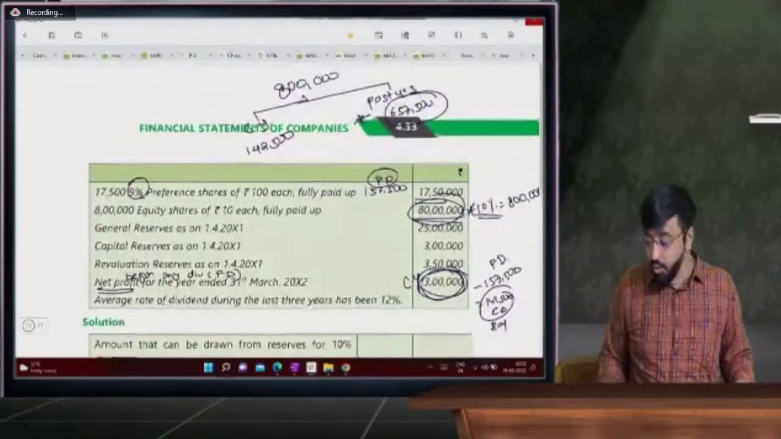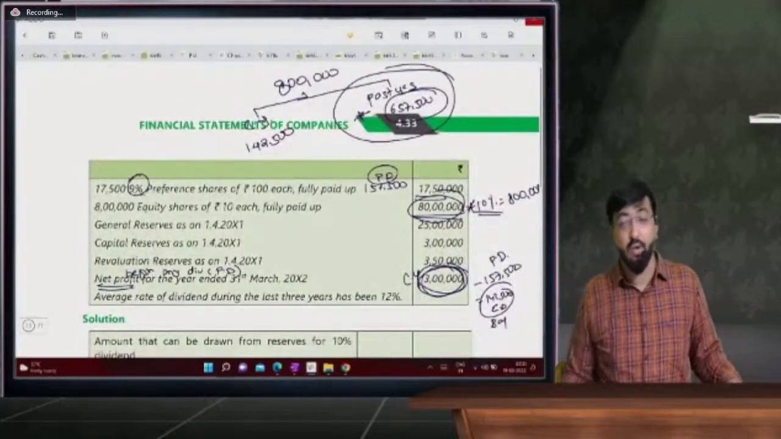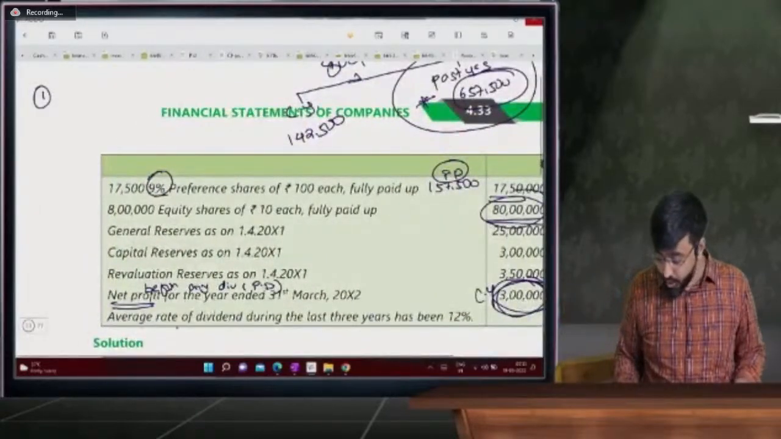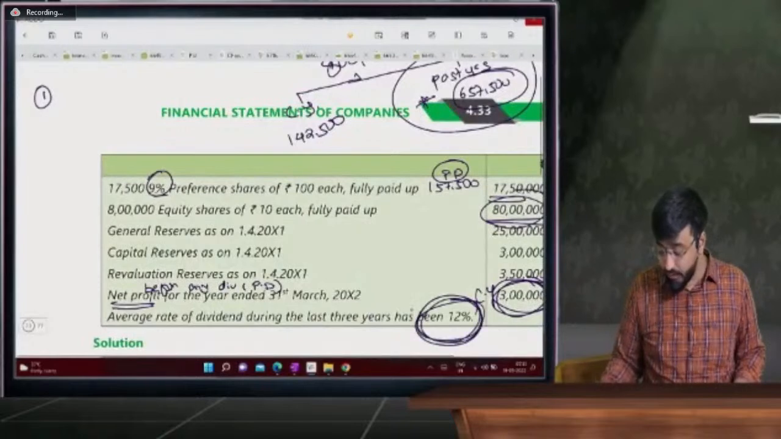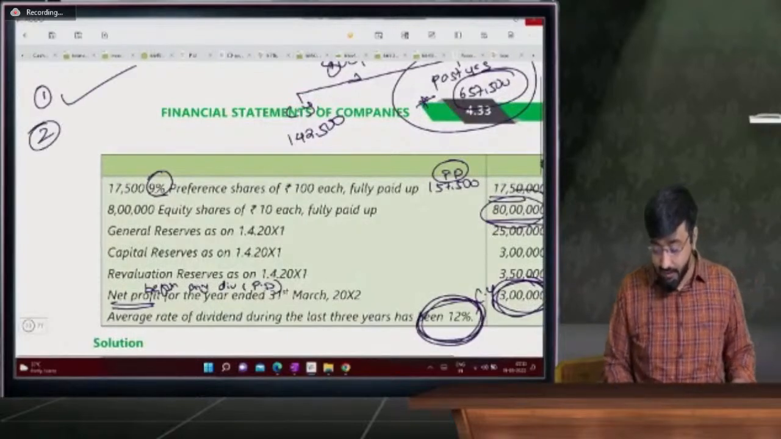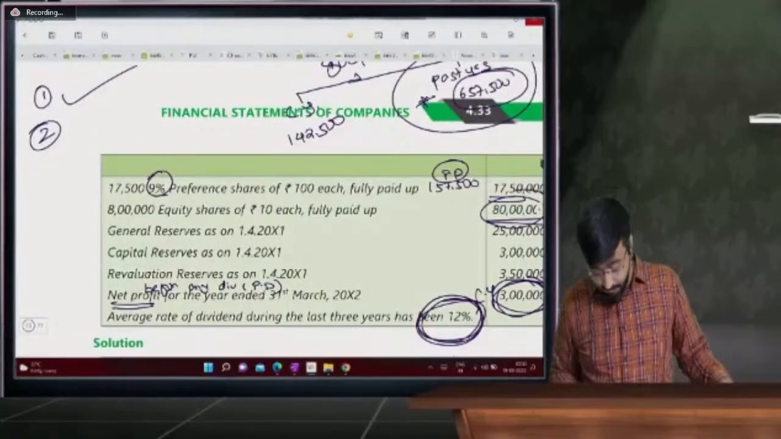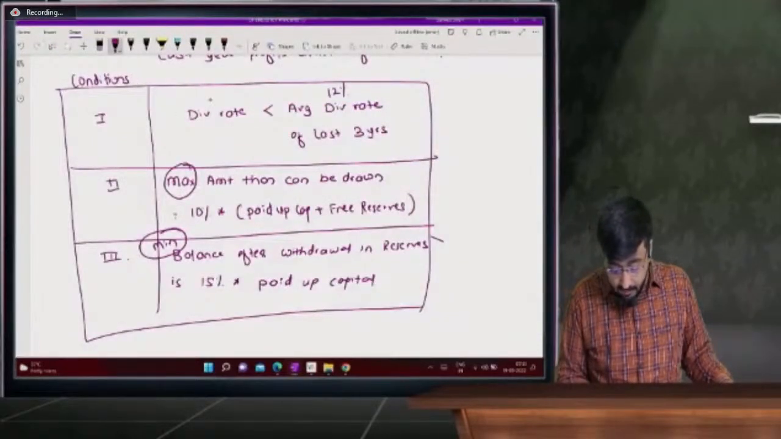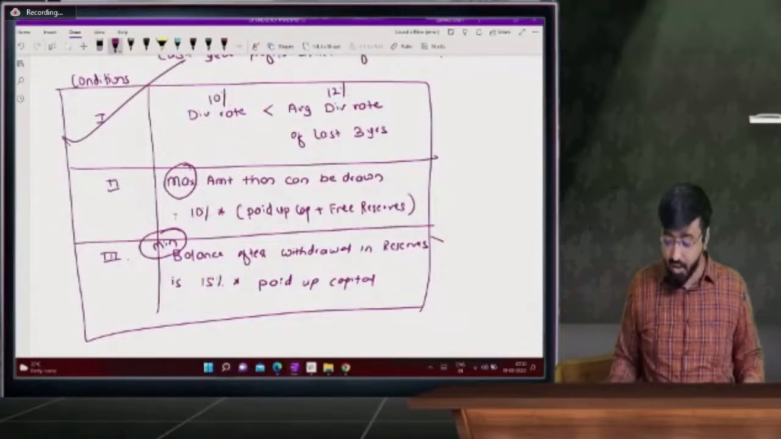Now, what are the rules for this 657,500? Okay, let's see the rules. Number one, the dividend rate should be less than your past average dividend rate. So the first rule is satisfied. 12% is the dividend rate in the past year and 10% we want to declare. So the first condition is satisfied.